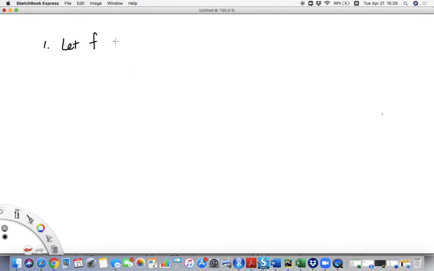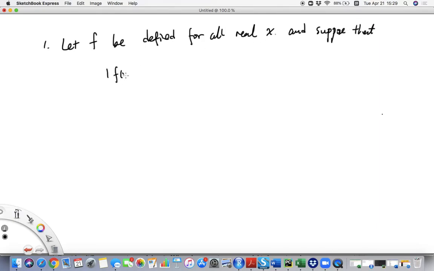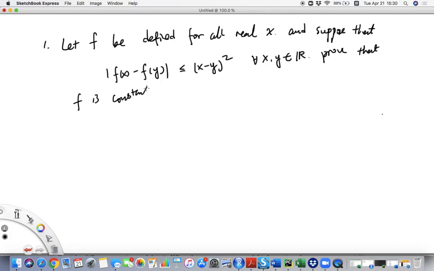Let f be defined for all real x. Suppose that |f(x) - f(y)| is less than or equal to (x - y)^2 for all x, y in R. Prove that f is constant. Okay, so proof.